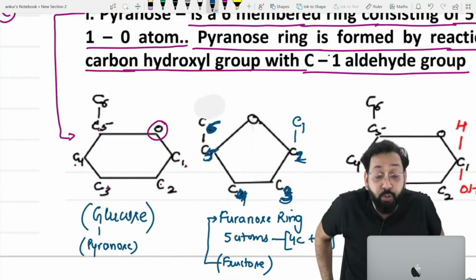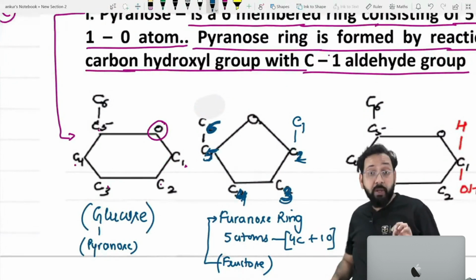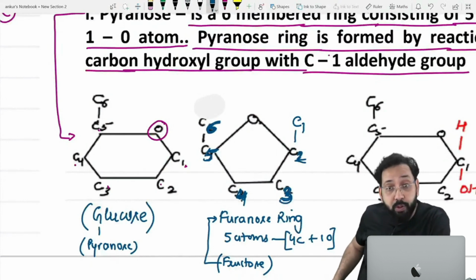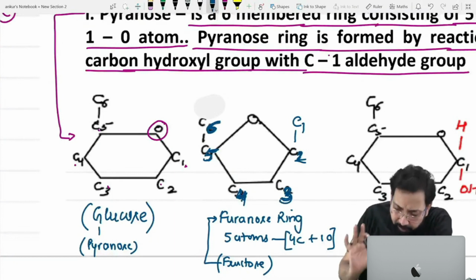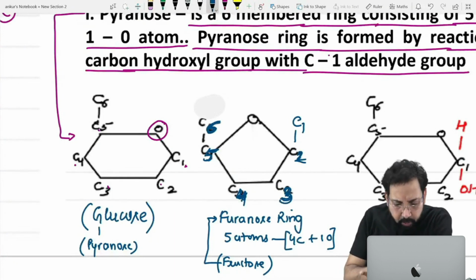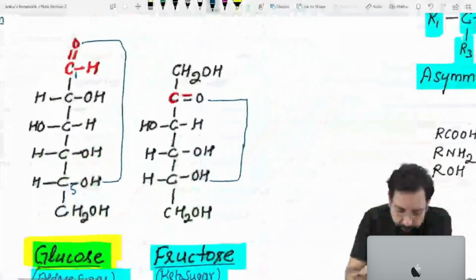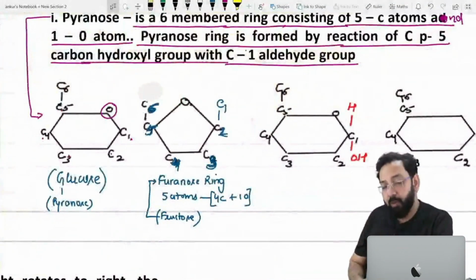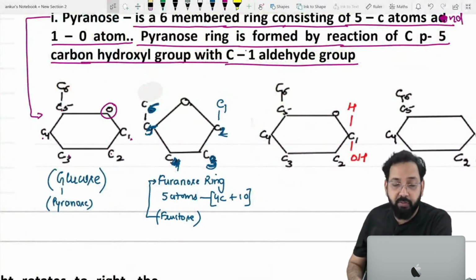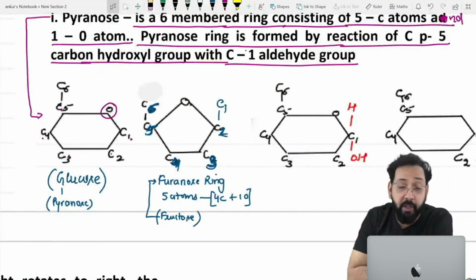So glucose is usually, not always, found in the pyranose ring. Most glucose molecules are found in the pyranose ring, and fructose is usually found in the furanose ring. Even if you don't remember so much detail, just remember there are two types of ring: pyranose ring and furanose ring. Nobody is asking which is C1, which is C6. Just remember that the functional group takes part in ring formation.